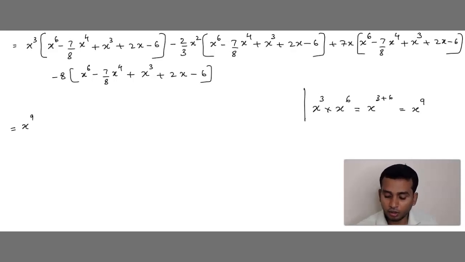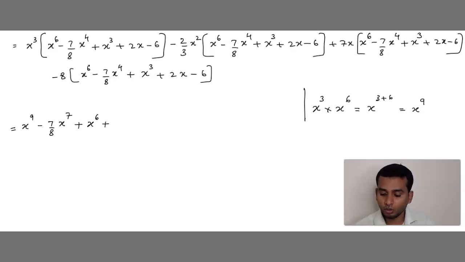Next, plus into minus, minus. Here nothing is there means 1x cube. This is not only x cube, this is 1x cube. It means 1 is there. 1 into 7 by 8 is 7 by 8 only. X power 3 into x power 4 is x to the power of 7. 3 plus 4 is 7. Plus into plus is plus. X power 3 into x power 3 is x to the power of 6. 3 plus 3 is 6. Plus into plus is plus.